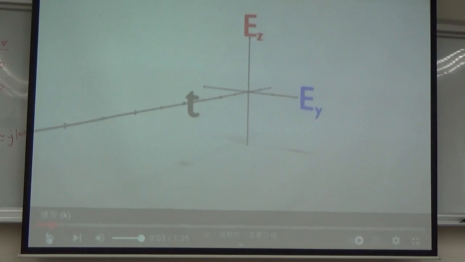For the red one, I just change. We were asked to move in the Z direction, but for the red one, I change that to Z. The vector is only in Z, moving in the Y direction.